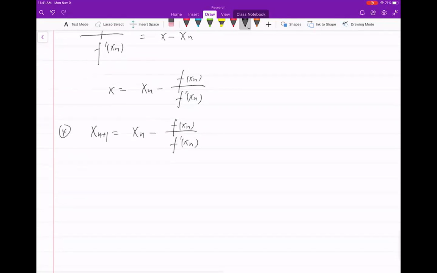Once you find this one, you can put this one back into this position. You can find xn plus 2. Once you find xn plus 2, you can put it in. You find xn plus 3. You just keep going. Produce one more, after one more, after one more. According to what we just drew, the more you do, the better the result becomes. Sounds good? That is called Newton's method.